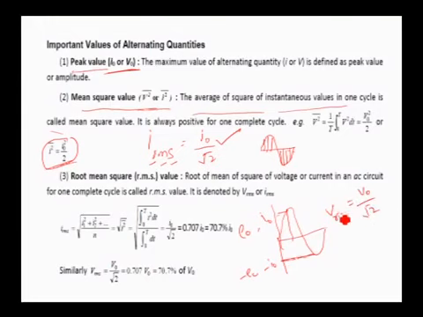Just look at the symbol. I can use V as the symbol for voltage, and I can even use E as a symbol for voltage. It is E naught divided by root 2. Both the symbols can be used. This is V naught and this is E naught, the maximum voltage or maximum EMF.